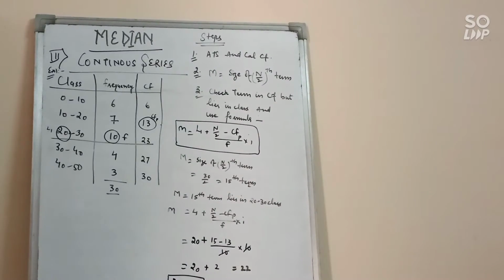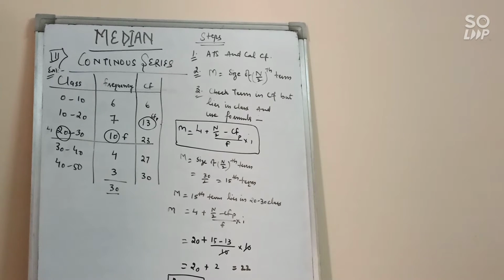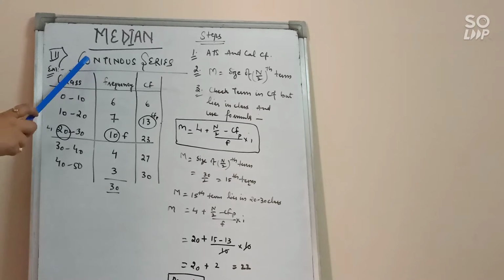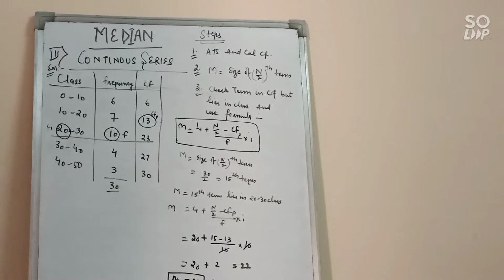Students, today we will do median in continuous series. We have done individual and discrete series. So first of all, what do you mean by continuous series? The series in which we have classes and frequency. Again, we will use 3 steps to calculate median under continuous series. Let's see. First, arrange the series and calculate cumulative frequency.